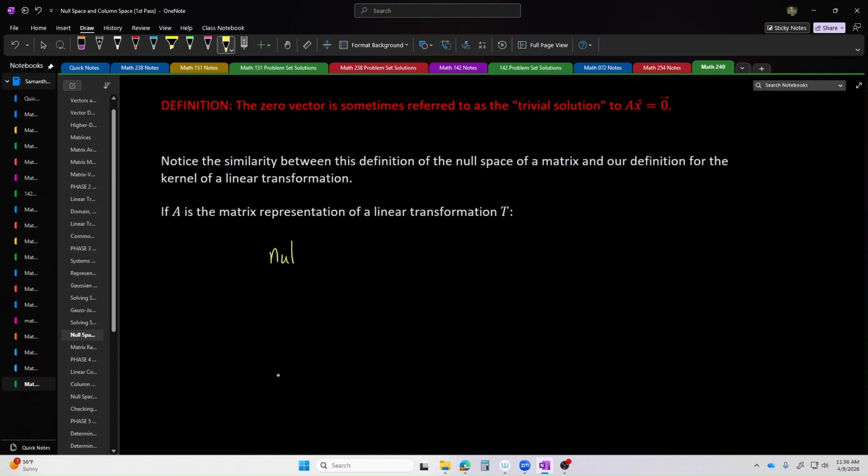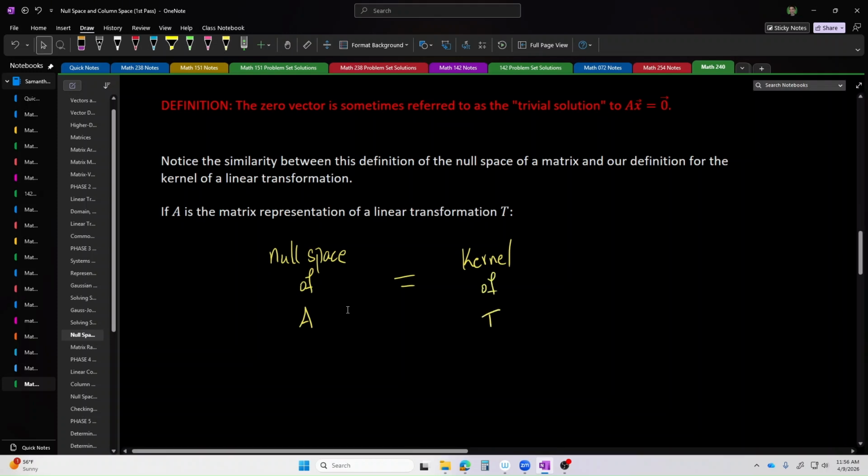The null space of the matrix A is the same thing as the kernel of the transformation T, assuming that A is the matrix that represents T. So to take a step back, remember this theme that has been present in the whole class.